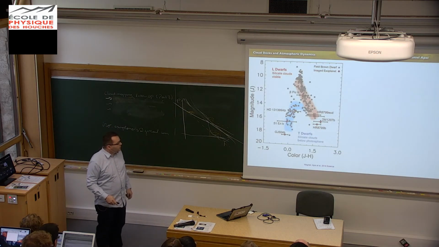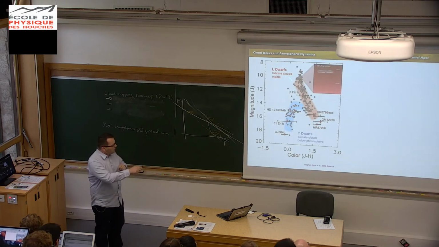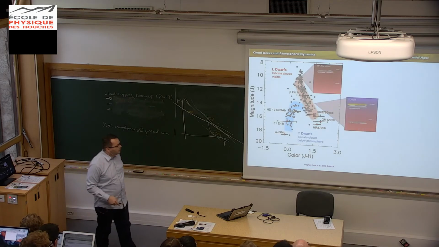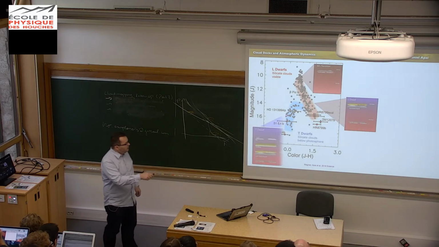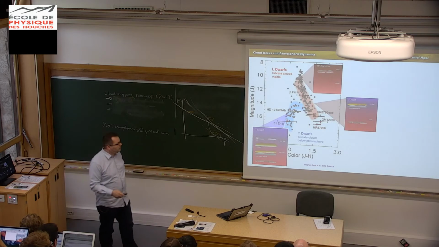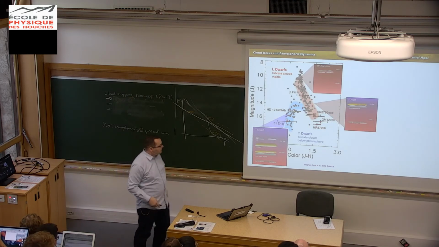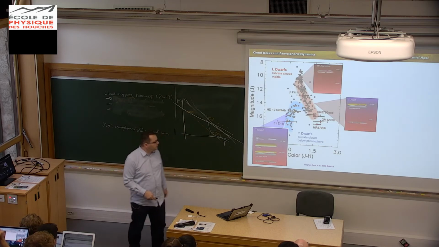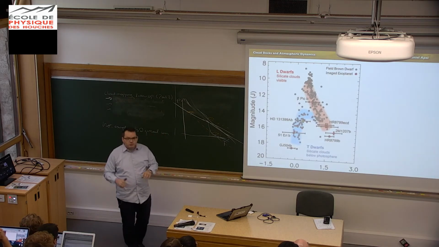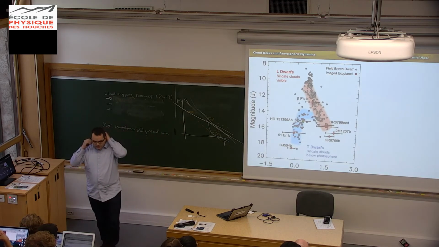I just wanted to remind you again of the color magnitude diagram. I won't go into details, but what the equilibrium condensation models tell us about the appearance, thickening, and disappearance of clouds in the upper part of the photosphere. We have understood the complexities in this picture.